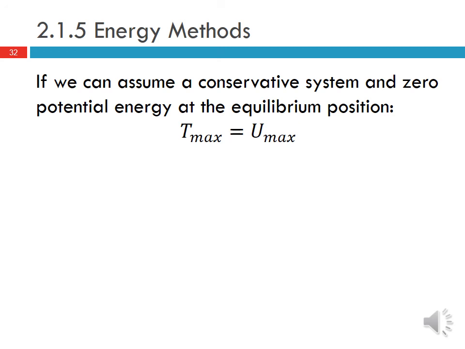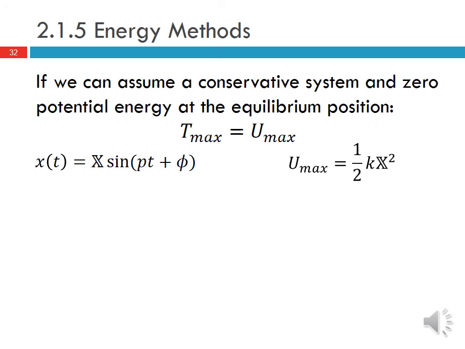At the equilibrium position, there's zero potential energy. It's all kinetic energy. And at the other limits of the motion, where the kinetic energy is equal to zero, the potential energy is at a maximum. The response of our system is x equal to X sine(pt plus phi). The maximum that this can be is when sine is 1, so the maximum is X. This means the maximum potential energy would be 1/2 kX squared.